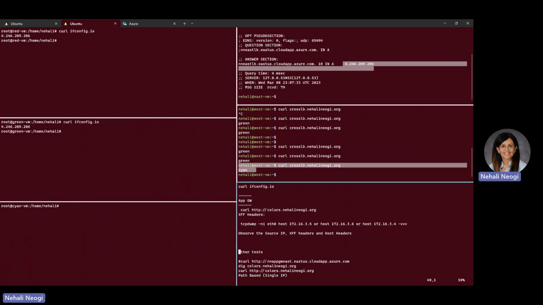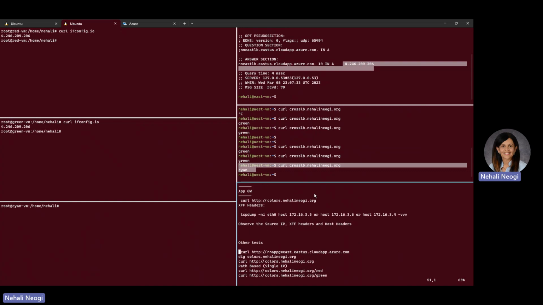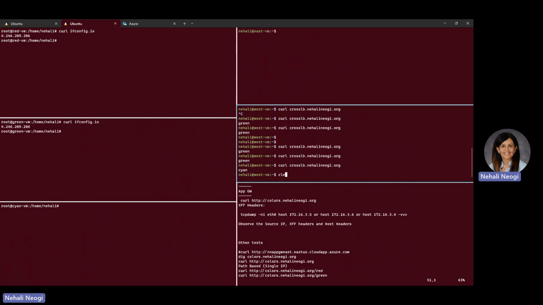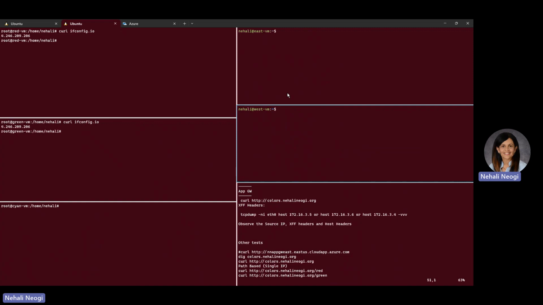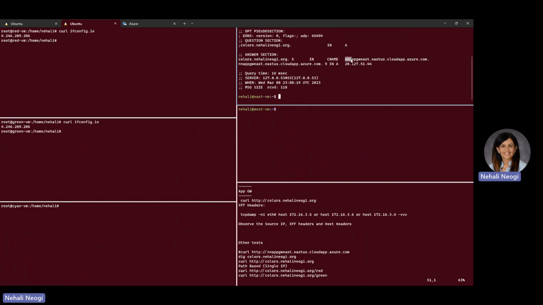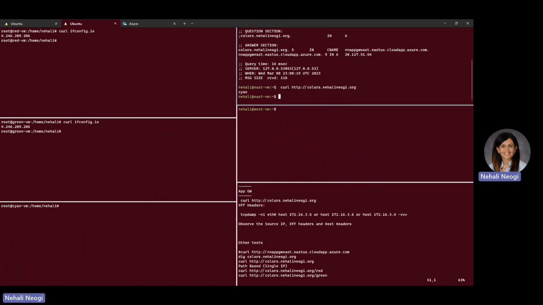All right. So now let's go to the app gateway testing. So let me clear this and we can start the demo for the app gateway. Let's first look at how this custom domain is set up for the app gateway testing. So if you look at the output of the dig command, it's going to app gateway east. Okay. So now let's do a curl against the custom domain.